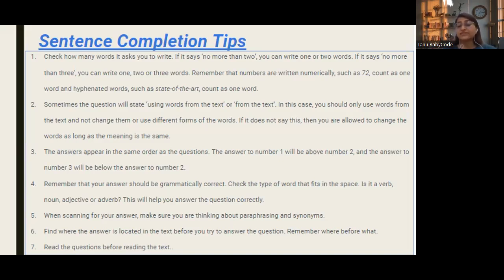Find where the answer is located in the text before you try to answer the question. Remember, where before what. Always read your questions and predict your answer. Read the question before reading the text so that you have an idea what you're finding in the paragraph, right? Do not read the passage at first. Always read the questions at first.